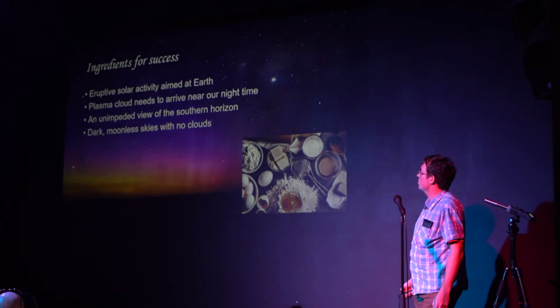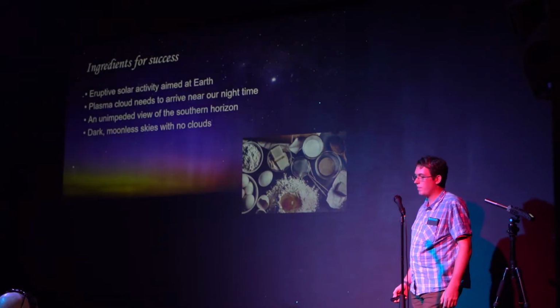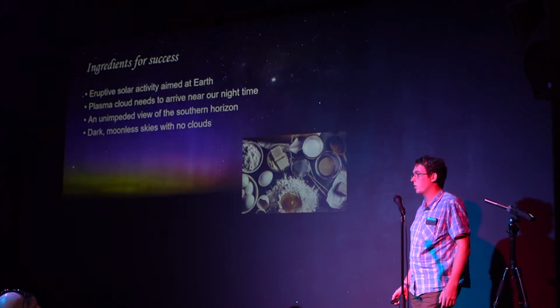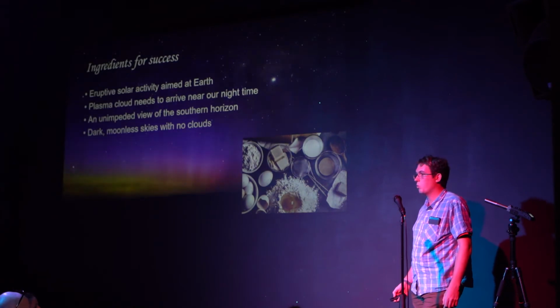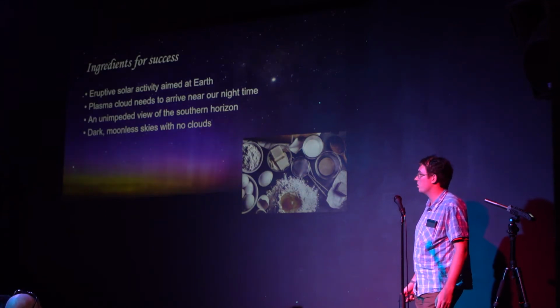Ingredients for success. For starters, you want some actual solar activity, and you want that solar activity to be aimed at Earth. The plasma cloud resulting from that solar activity, first, needs to exist, because sometimes it doesn't, and second, needs to arrive near our nighttime. You also need an unimpeded view of the southern horizon, and for best results, you should have dark, moonless skies with no clouds. You can sometimes see aurora or get photos of aurora with a full moon, but that's extremely rare. Usually the full moon completely washes out anything you see.